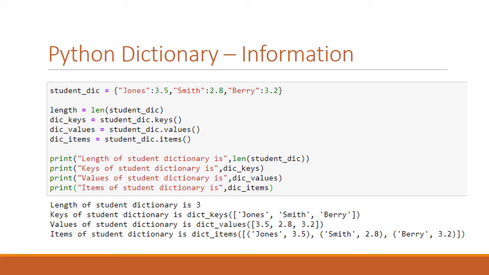student.items method. When we print those out, you can see that the length is 3. You can see that the keys are Jones, Smith, and Barry. The values are 3.5, 2.8, and 3.2. And lastly, the items are a list of items. So we have square brackets, but each item is in parentheses, and it's the key and the value separated by commas.